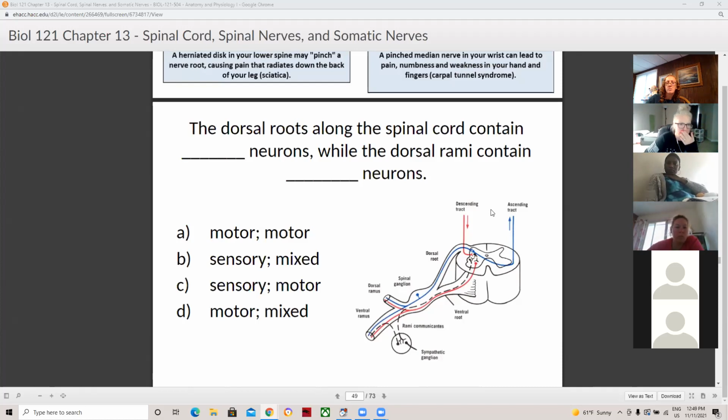Is it Z, B? Say it again. C. I said B. I think it's B. B. And the reason is because we know it's sensory. Dorsal roots are sensory. Dorsal rami are both.